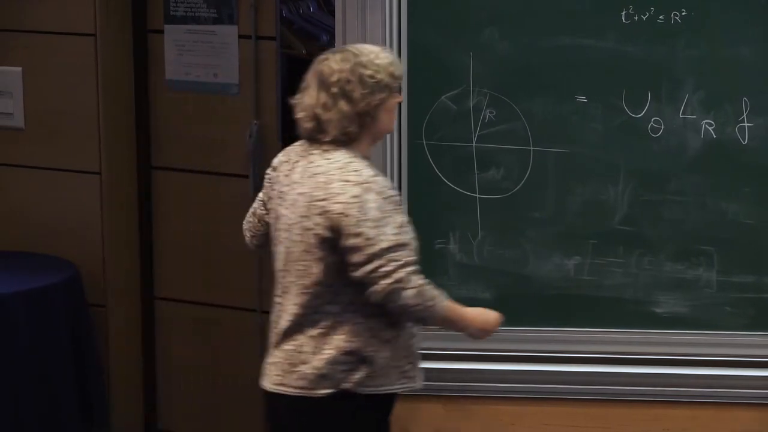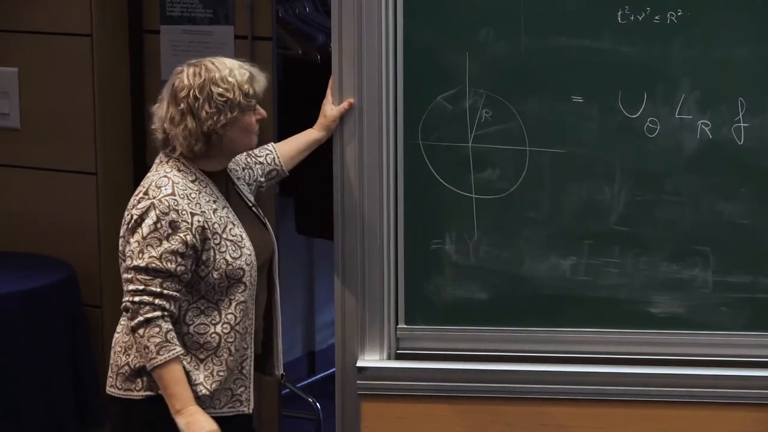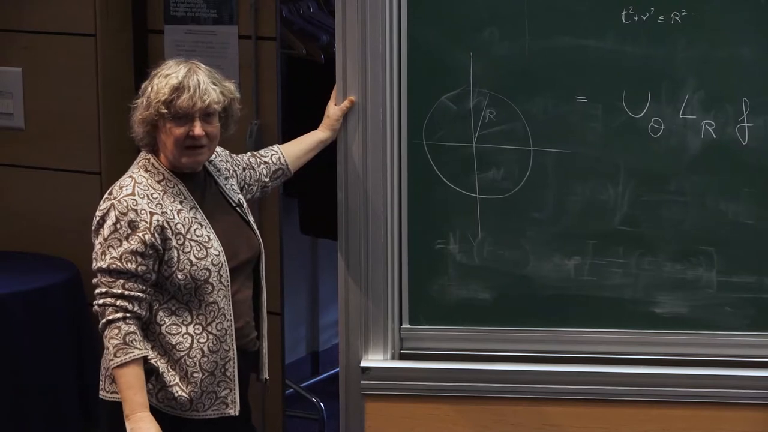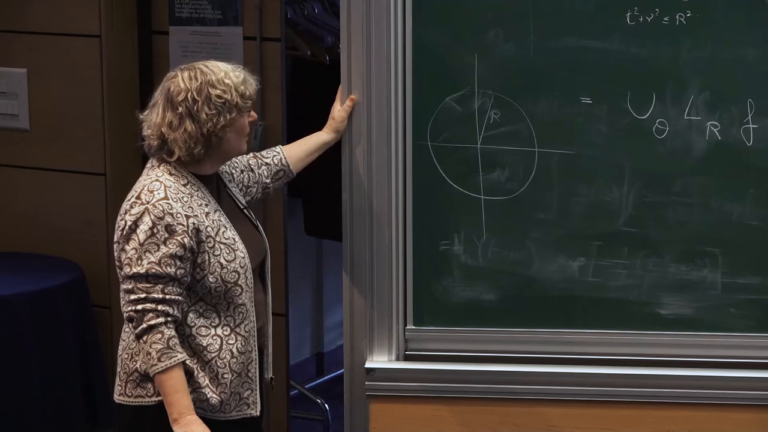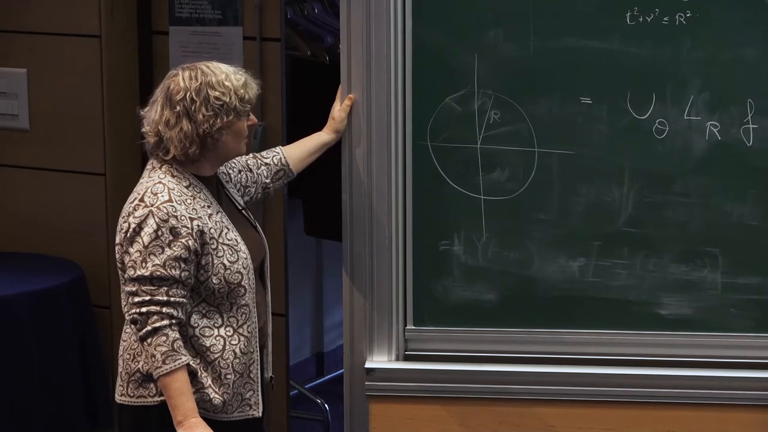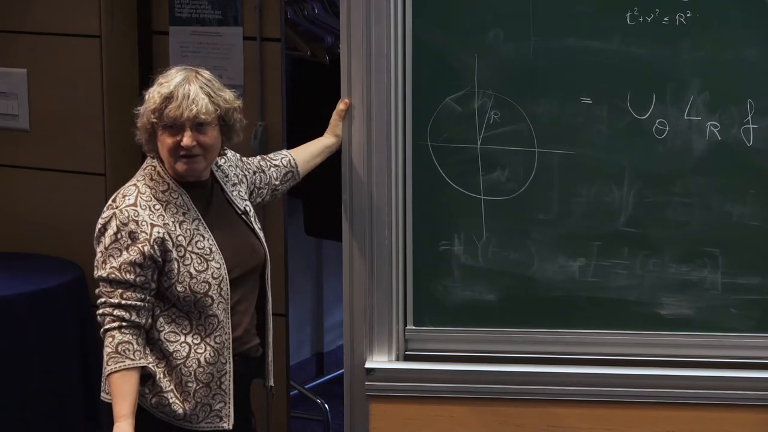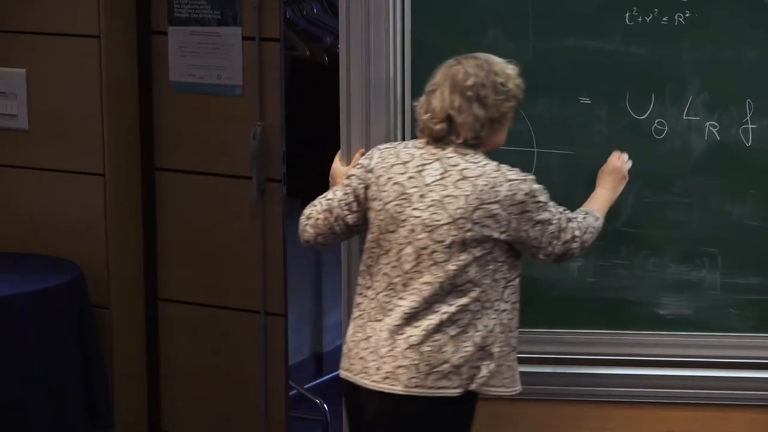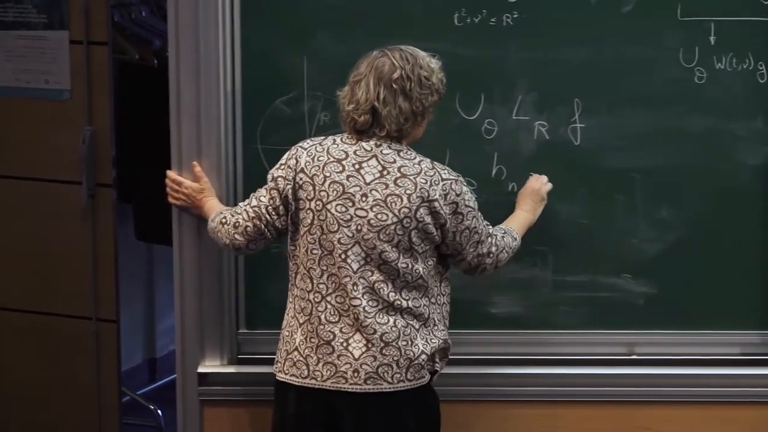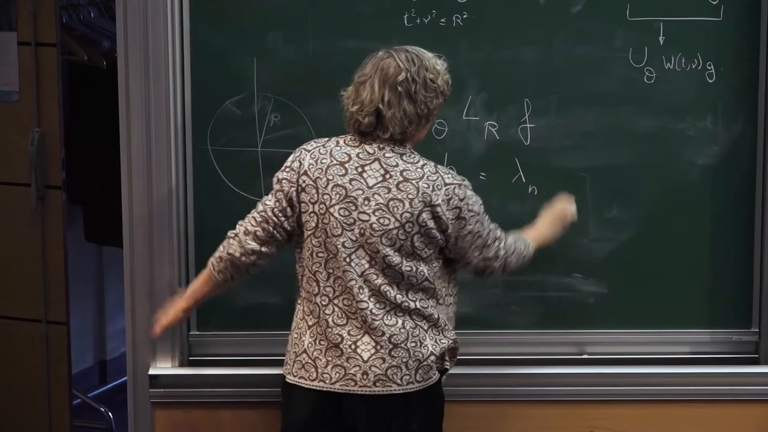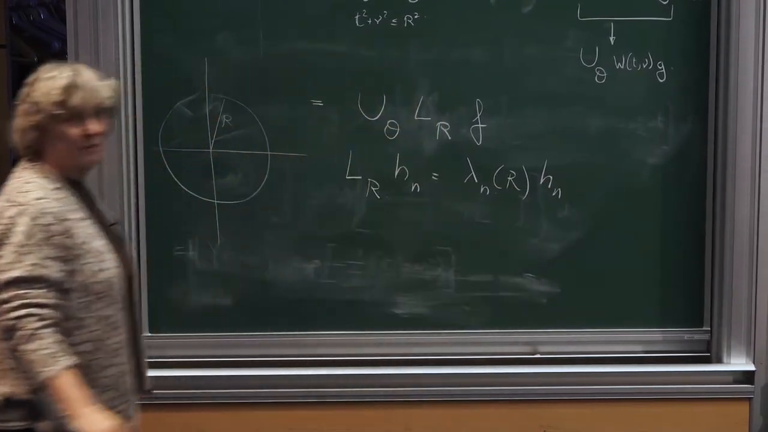What that means is that since the Hermite functions are eigenfunctions of the U theta, and if theta is not rational, then it's not degenerate, you find that the eigenfunctions of the U theta have to be eigenfunctions of the L_R. So you know that the L_Rs have to be eigenfunctions of these localization operators.